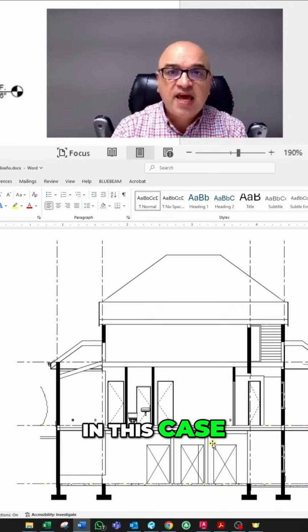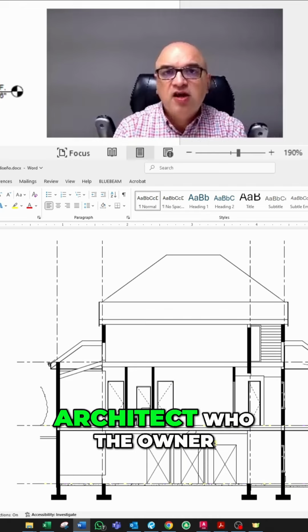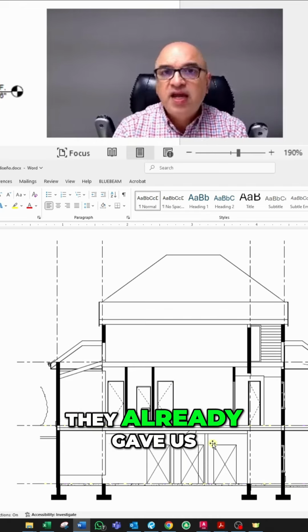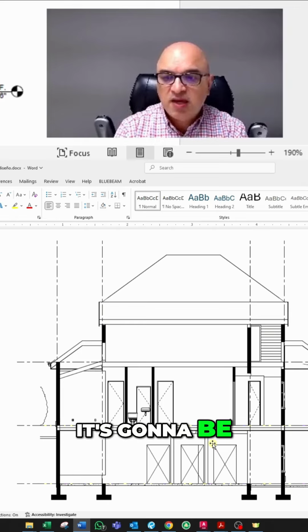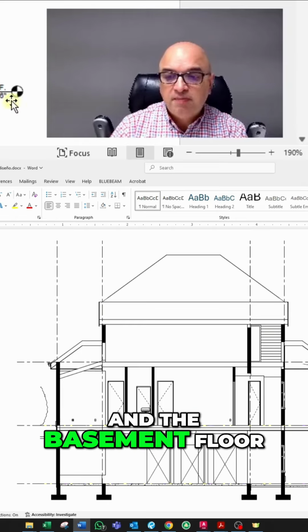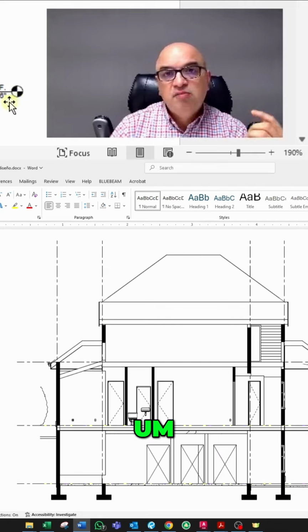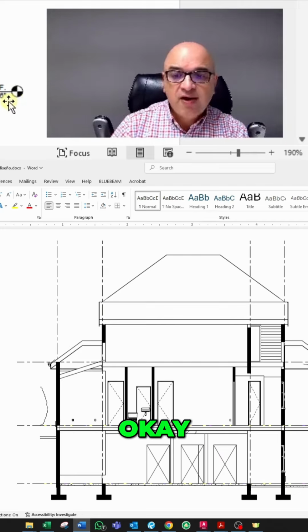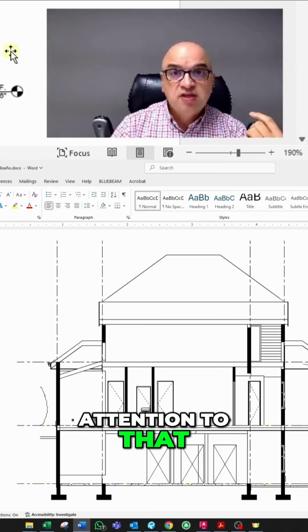So in this case, our architect, or the architect who the owner hired to do the architectural drawings, already gave us that information. In this case, if you see right here, the difference between the finished floor, the first floor, and the basement floor is minus 10 foot 6 inches, or 10.5. Okay? So you need to pay attention to that.